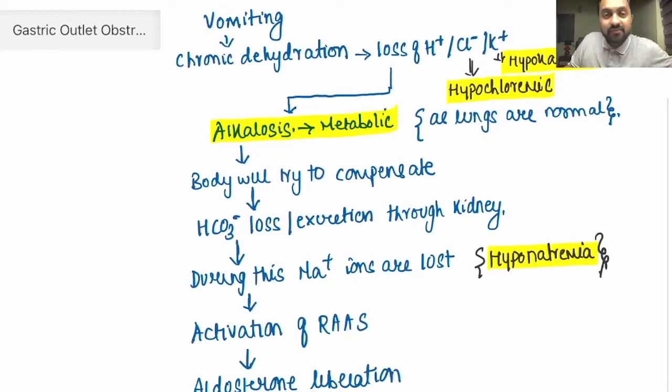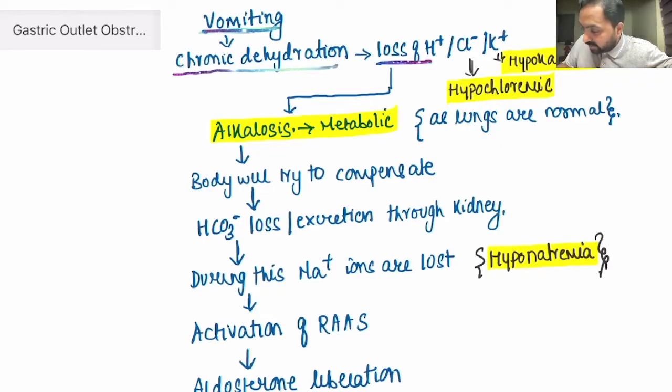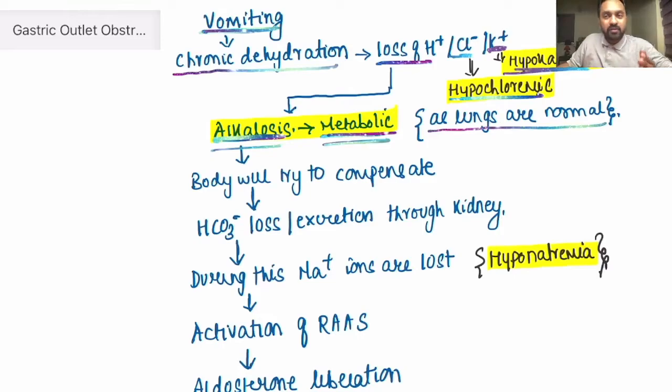So we have a phase of vomiting. This vomiting is going to cause chronic dehydration. Now what is going to happen? There is going to be loss of H plus ions, chloride ions, and potassium ions. So there is going to be a phase of hypokalemia, hypochloremia. Because of loss of H plus ion, there is going to be an alkalosis. This alkalosis is going to be a metabolic alkalosis. Why metabolic alkalosis? Because the lungs are normal in this case.